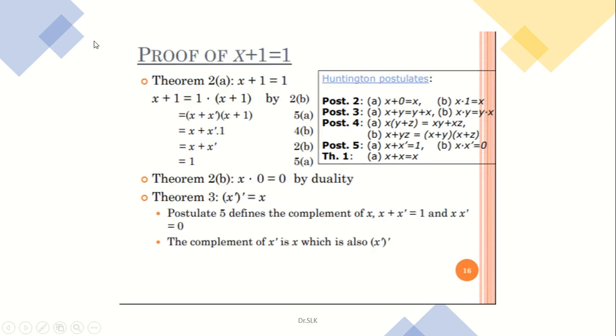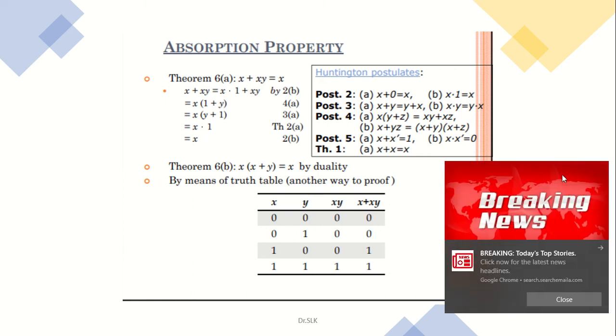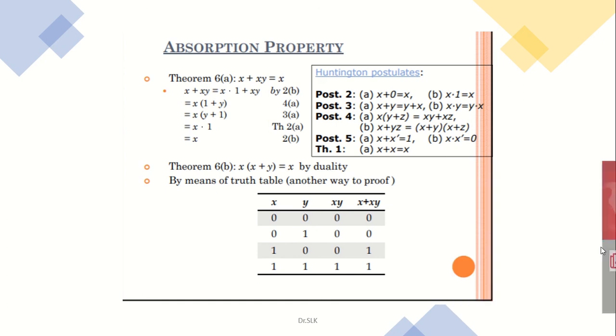Like the previous proof of x plus 1 is equal to 1, in the same way y plus 1 could be given as 1. So x into 1 is equal to x. So the property x plus xy is equal to x has been proved. In the same way, we can prove theorem number 6b, which is x into x plus y which is equal to x, by the duality.